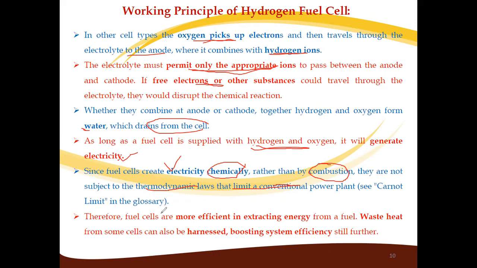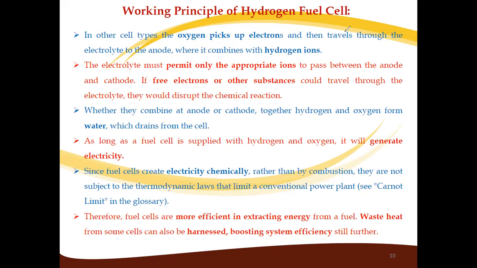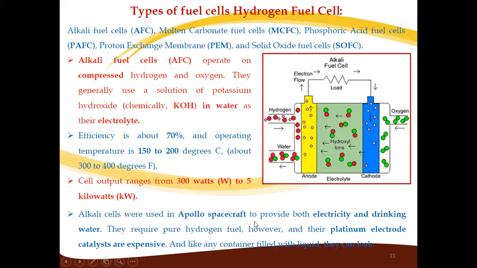Therefore, the fuel cell is more efficient at extracting energy from fuel. And the waste heat from some cells can be harnessed and used for boosting the system efficiency still further. So this is the working principle behind the hydrogen fuel cell. Now the next part is that there are different types of hydrogen fuel cell.